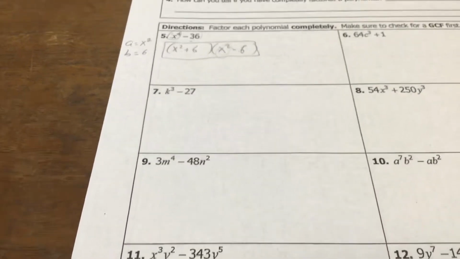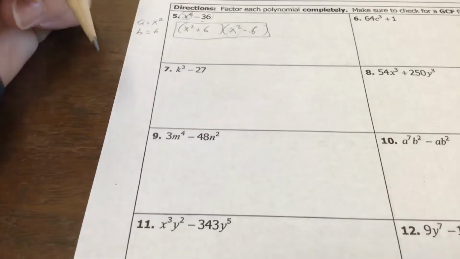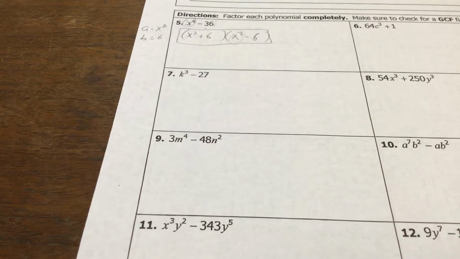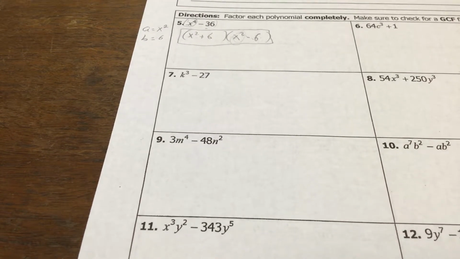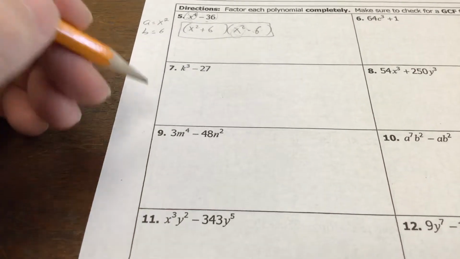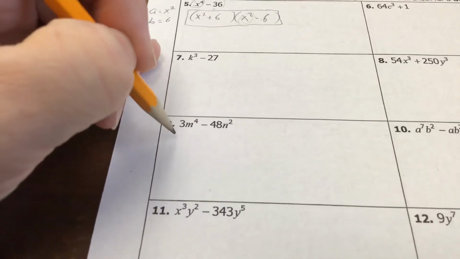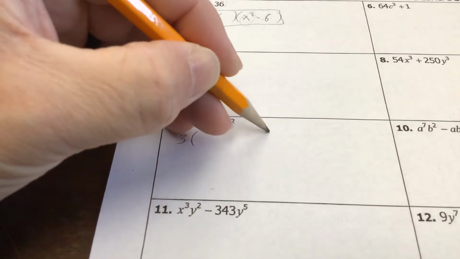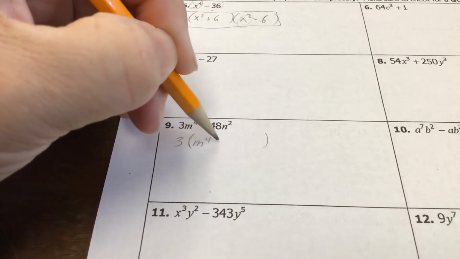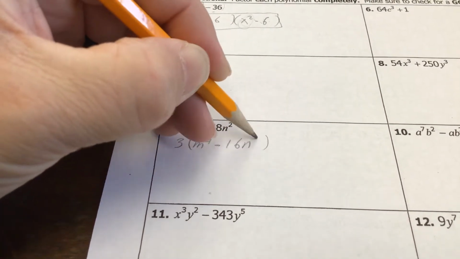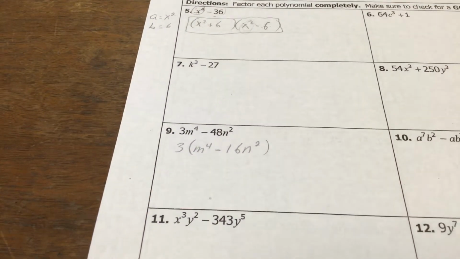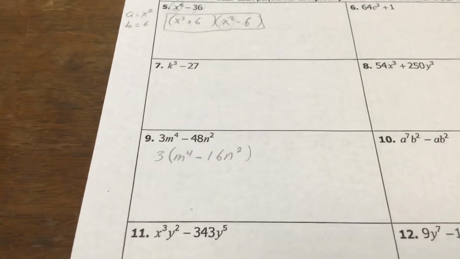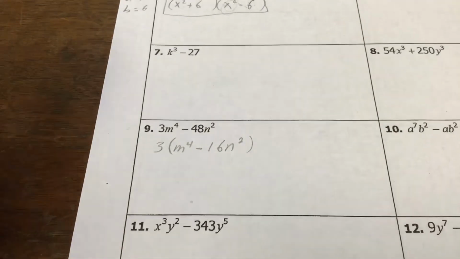Let me do one more with you. So let's look at number 9 here. So number 9, let's see, 3 and 48. Do I have a GCF? And the answer to that would obviously be yeah. So I can pull a 3 out of this, which is going to leave me this inside. I'm going to have m to the 4th minus 16 n squared. 3 times 16 is 48, by the way. The m to the fourth and n squared obviously aren't in the GCF because they're not even the same variable.